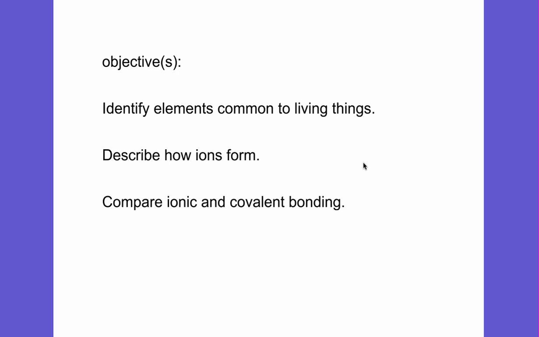All right, so since I'm in gearing for golf, we need to finish up our notes for section one for biology. We're just covering these last two objectives in this video. We're going to talk about how ions form, and we're going to compare ionic and covalent bonding.